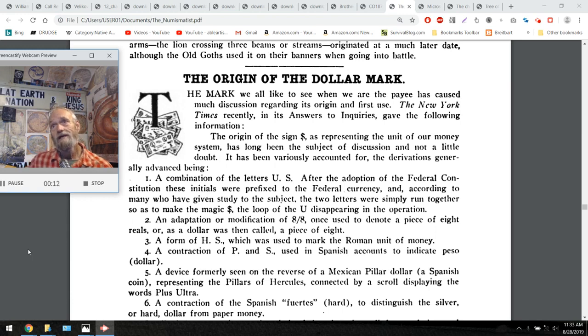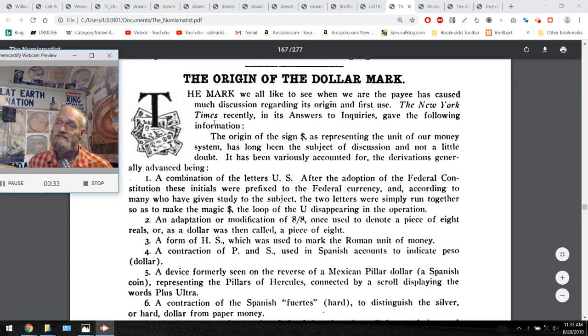If you even know a little about me, or if you want to know a little about me, I really am into books from pre-World War One. And I just got this one on numismatics and the coin collecting craze that took over in the 1870s and 80s. I'm on page 167 of it, and it's the origin of the dollar mark.